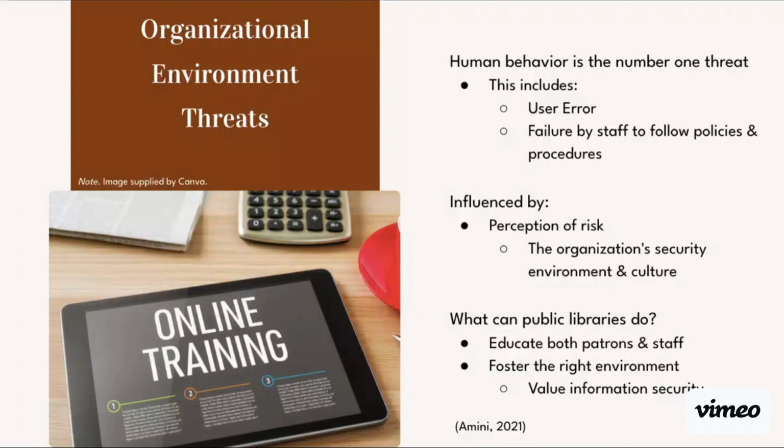Another way that human behavior can negatively impact information security is via inattentive staff who don't adhere to organizational information security policies and procedures, such as an employee clicking on a link in a phishing email. An individual's security intelligence behaviors are strongly influenced by their perception of risk, which in turn is influenced by the organization's security environment and culture.